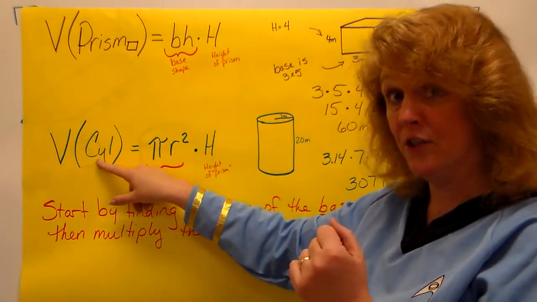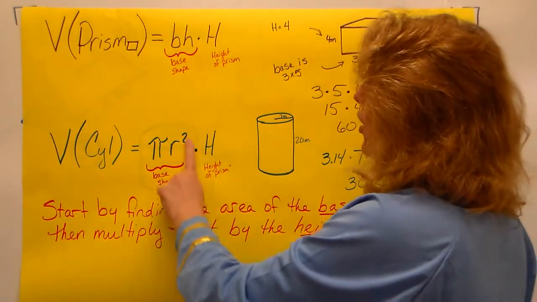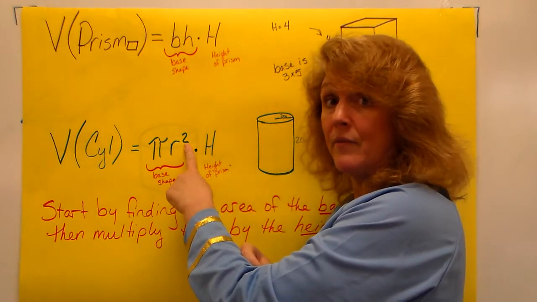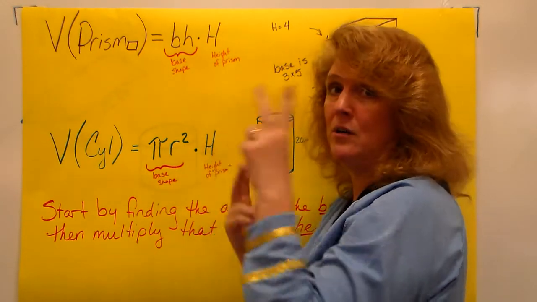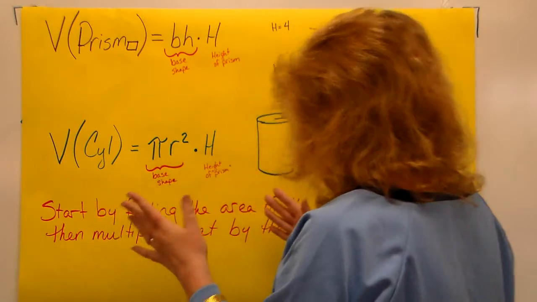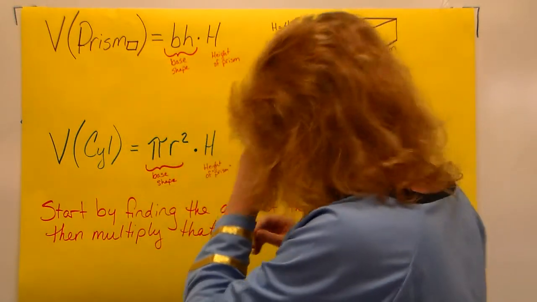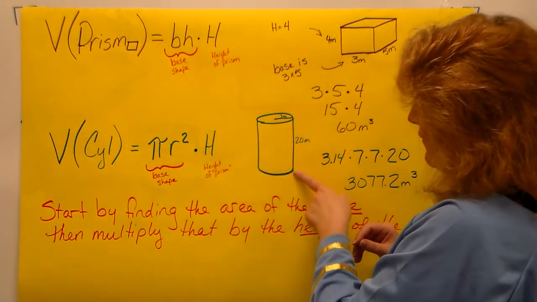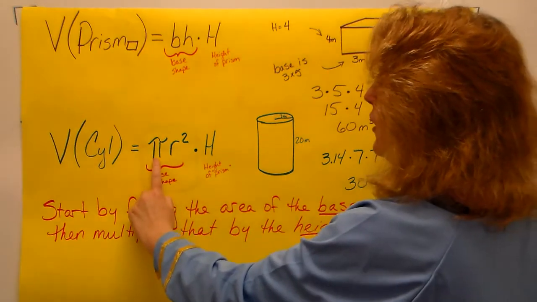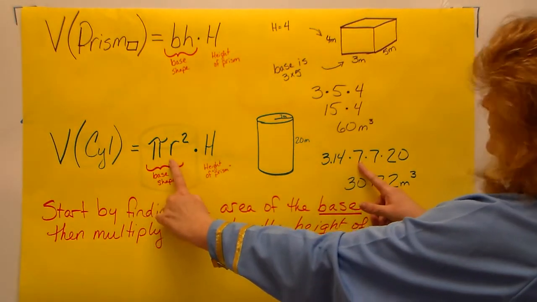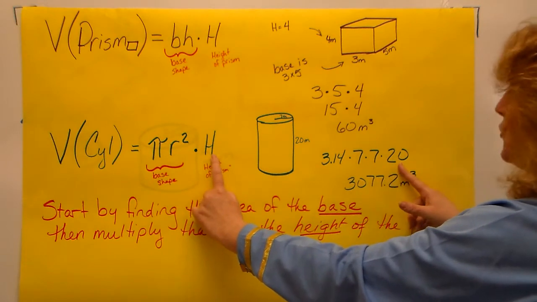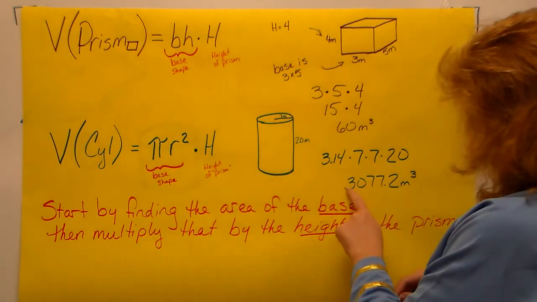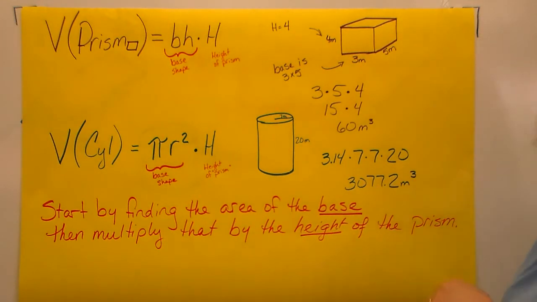The volume of a cylinder. So, again, our base shape is a circle. The area of a circle is pi r squared. And then we do the height of our prism. Even though it's not a real prism, it's the same idea. It's the base shape all the way up. So, for this, our radius is 7, and the height of our prism is 20. So we're going to do 3.14 times 7 times 7 times 20. And we're going to multiply straight across. I got a calculator out for that one, and the answer is 3,077.2 meters cubed.